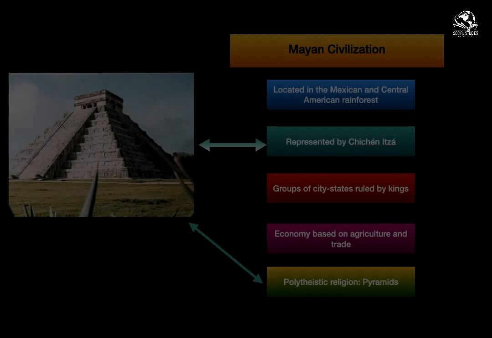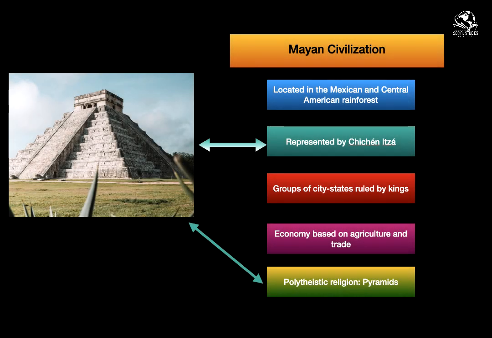Okay, so what you need to know about the Mayans. First, they're located in the Mexican and Central American rainforest. Next up, it says they're represented by Chichen Itza. If you look to the left, that is the pyramid called El Castillo, or the Temple of Kukulkan. Kukulkan is their main god, the winged serpent, and we'll talk more about him in a few minutes.